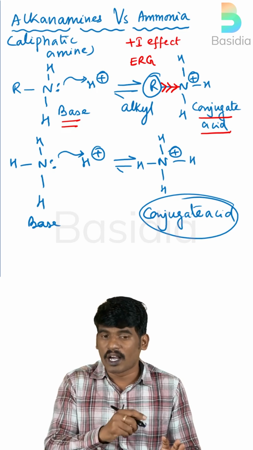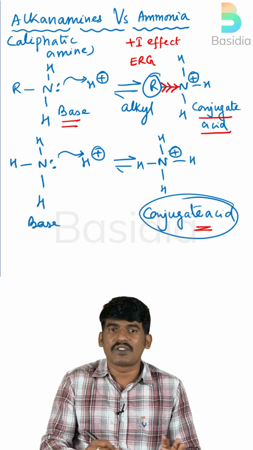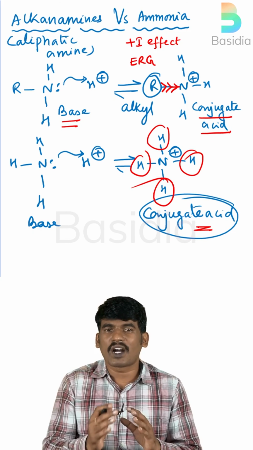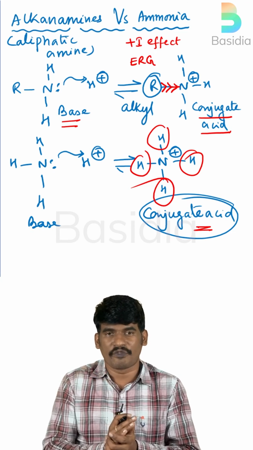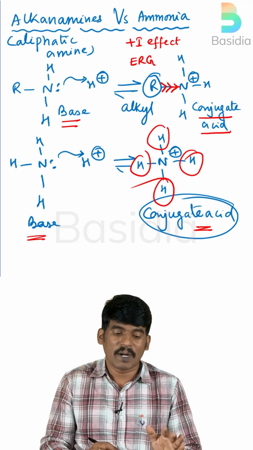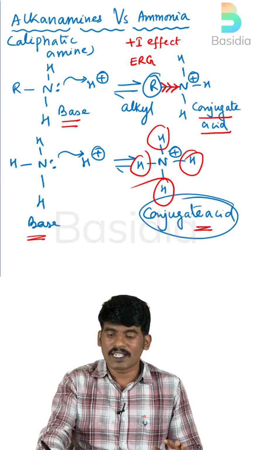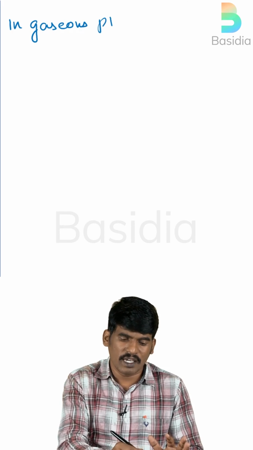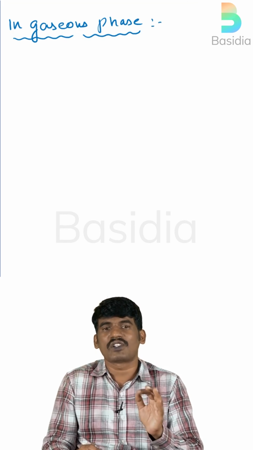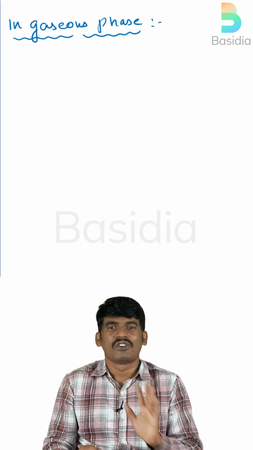But in the case of ammonia, it gives a conjugate acid which is not associated with any electron releasing groups. It is associated only with hydrogens. Hence it is not getting stabilized. So there may be a possibility of backward reaction. Hence it acts as a weak base compared to aliphatic amines. When you establish the comparison, I am talking about the gaseous phase. Observe carefully. In the gaseous phase, out of ammonia and aliphatic amines, which are stronger bases? Aliphatic amines are stronger bases.